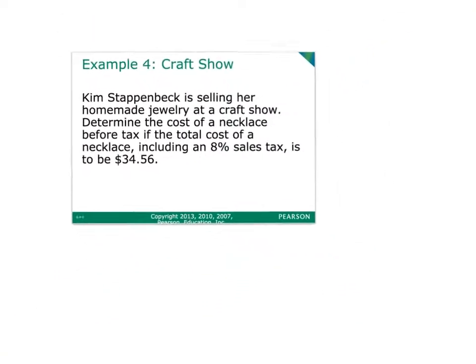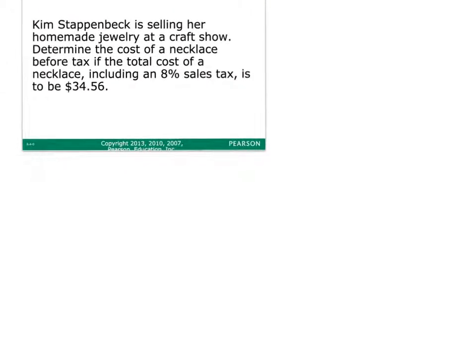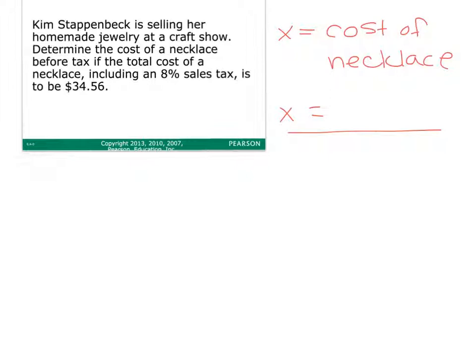Our goal is to determine the cost of the necklace. Okay, so that's going to be our variable. So let's let X represent the cost of the necklace. And once we're done, that's what we're going to find is our X value. So since it's money, because it's cost, we'll probably want to put like our dollar and cents markings on it. Okay, so it says the total cost of the necklace, including 8% tax, is $34.56.